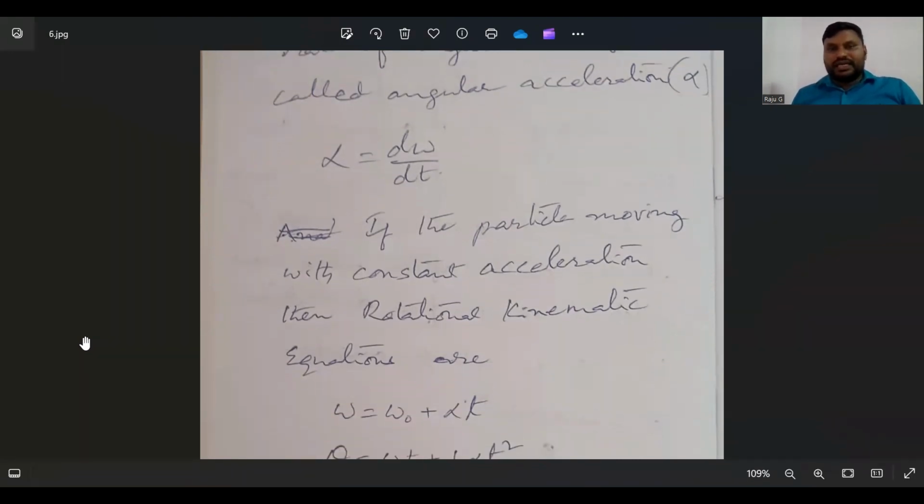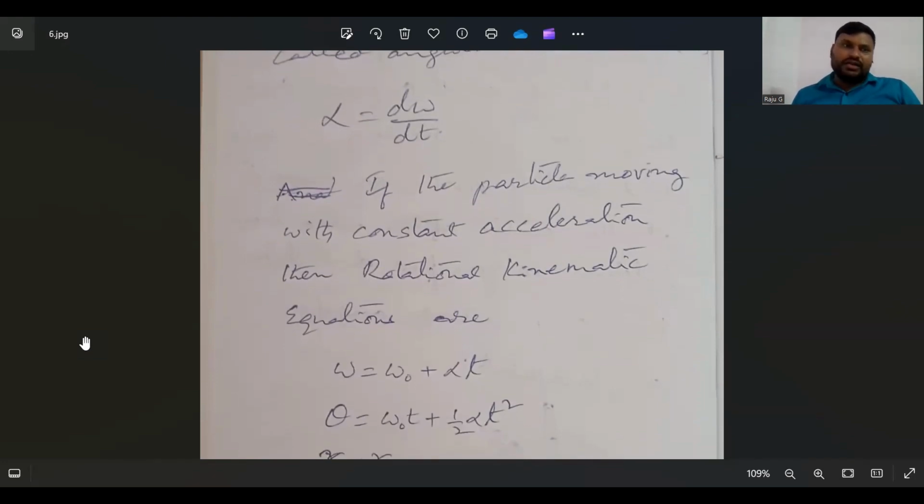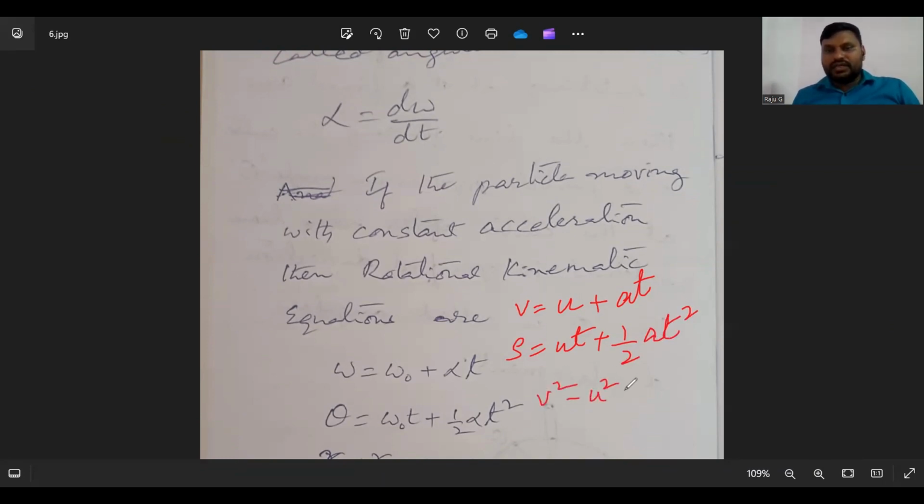If the particle is moving with a constant acceleration, then the rotational kinematic equations are as follows. We know that if a particle is moving in translational motion with a constant acceleration, the final velocity v is equal to u, the initial velocity, plus acceleration into time. Displacement s is equal to ut plus half at squared. And v square minus u square is equal to 2as. These are the equations of motion in translational motion. One more equation: s_n is equal to u plus a by 2 into 2n minus 1.